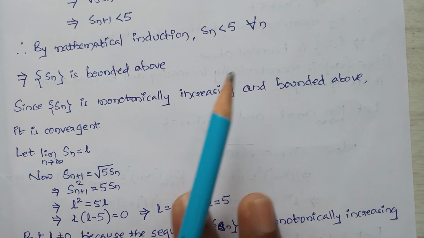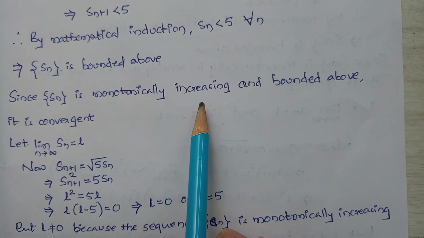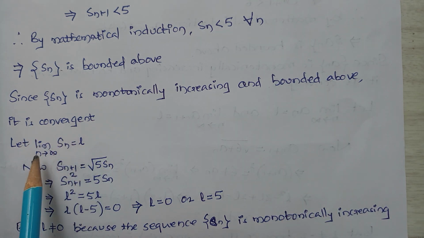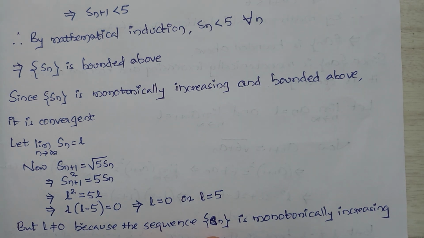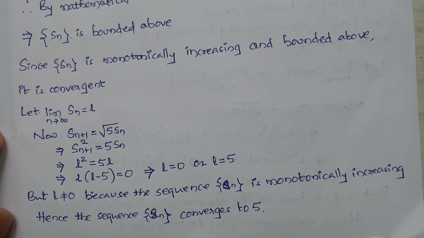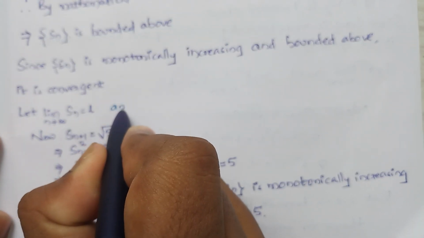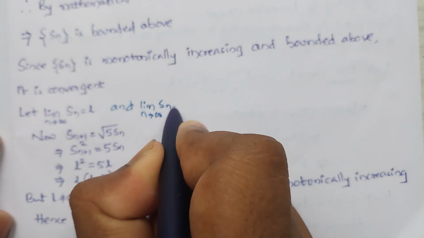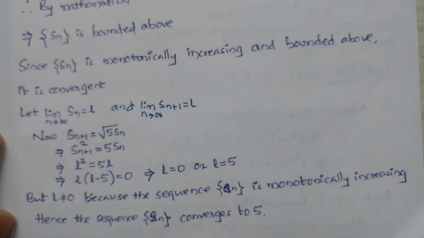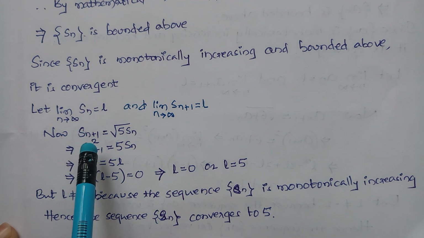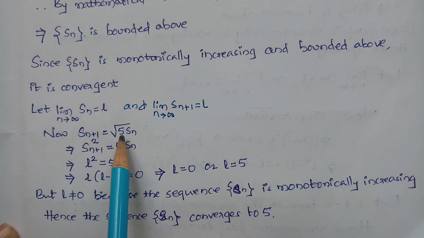So the sequence Sn is monotonically increasing and bounded above, therefore it is convergent. So here I am taking limit as n tends to infinity, Sn is equal to L, and limit as n tends to infinity, Sn plus 1 is equal to L. Now I am taking Sn plus 1 as root of phi Sn.